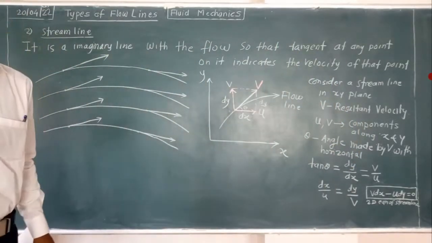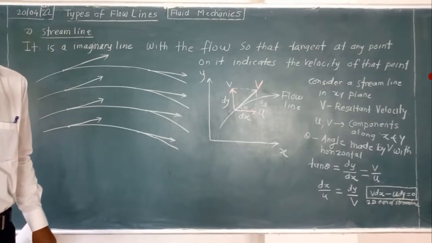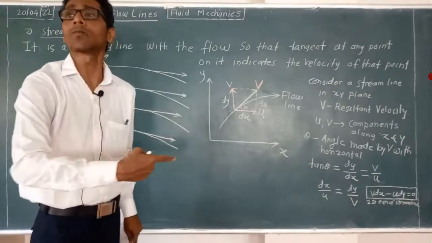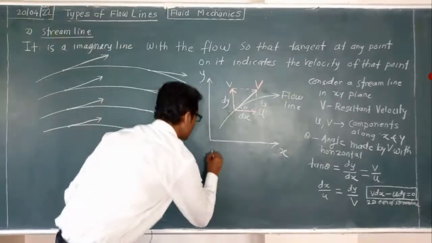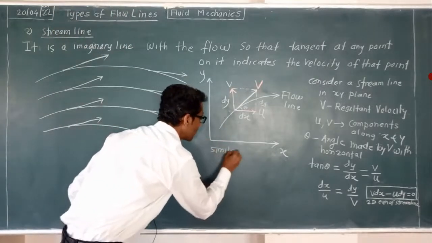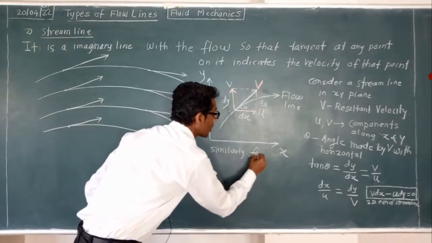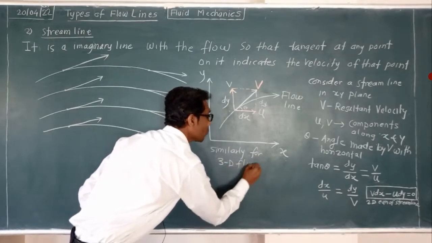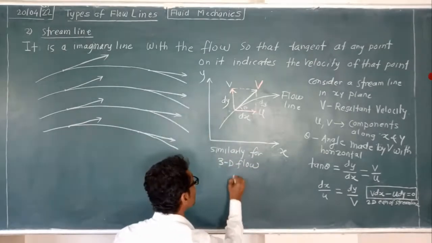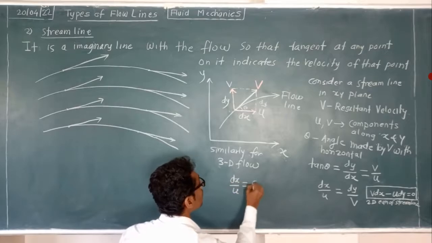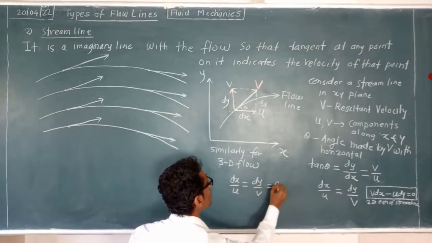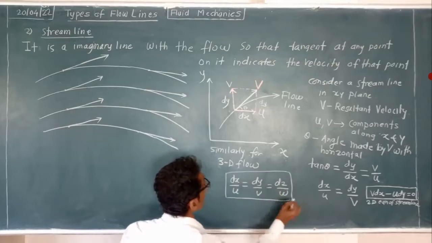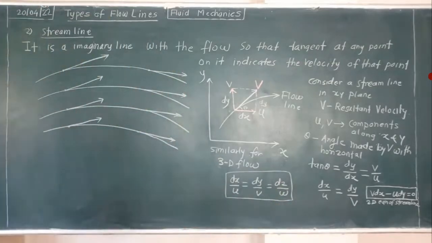Now this is a 2D equation. If you want a 3-dimensional equation, then the third direction z will be added and the third direction velocity w will be added in the equation. So similarly for 3D flow, 3-dimensional flow, we can write this as dx upon u is equal to dy upon v is equal to dz upon w. In this way also you can write this equation.